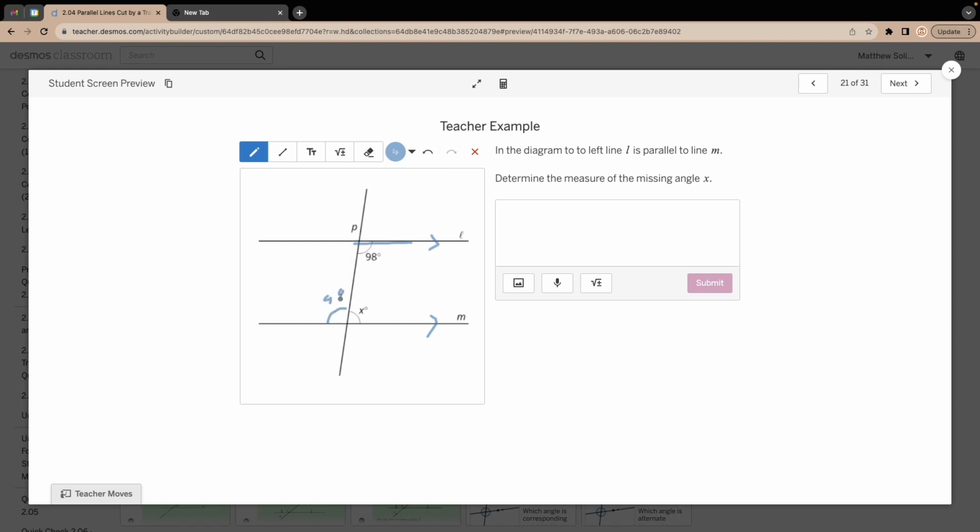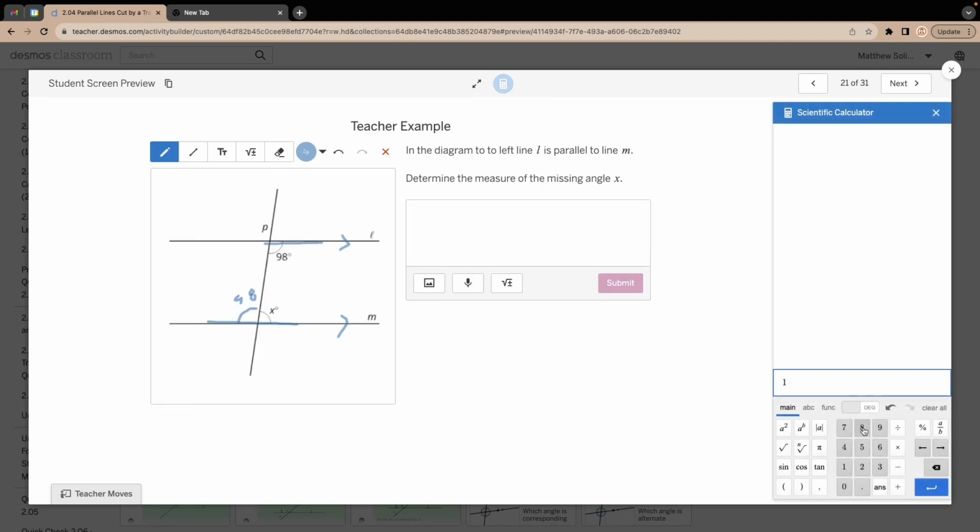Alternate interior. So it's not equal to X. They make a straight line. So X plus 98 has got to equal 180. All right, 180 minus 98. Let's see what's left. That angle has to be 82 degrees. So I can use these angles and their definitions to figure out missing angles.